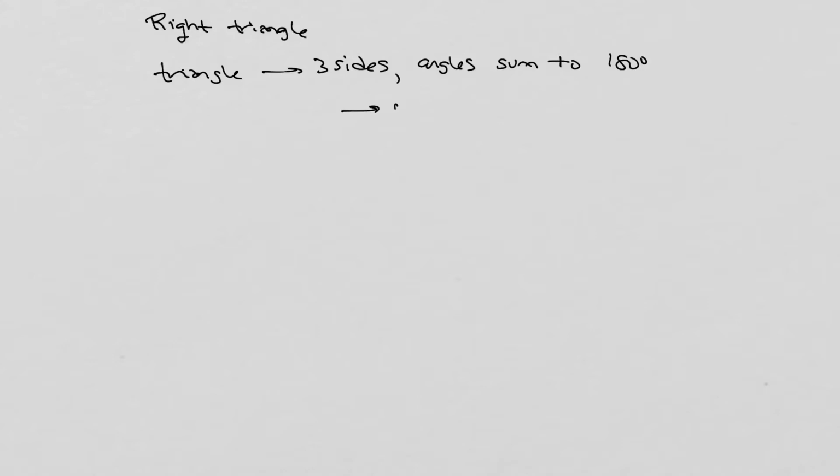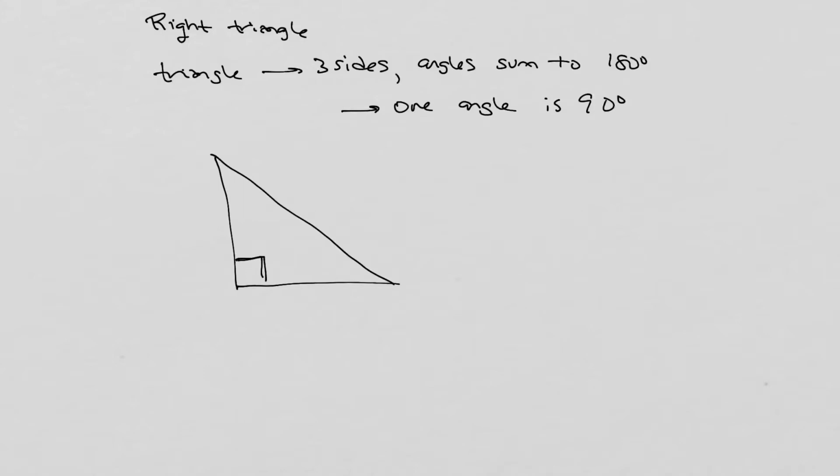If you remember, for our triangle, we've got three sides, and the angles sum to 180 degrees. And in a right triangle, one angle is 90 degrees. Of course, if it's at 90 degrees, that means it's perpendicular, so it goes straight up and down like this, and then we can connect our third side, and there's our triangle. So maybe this one's 5, this one's 12, and this side is 13.